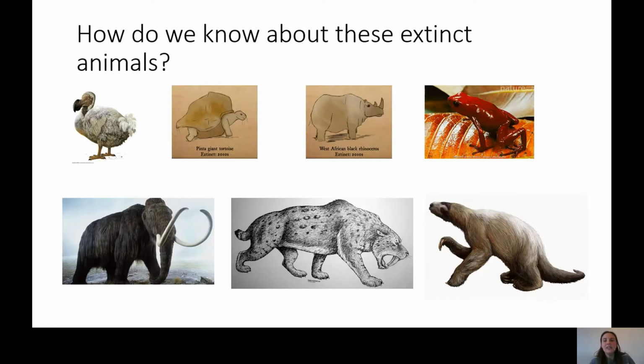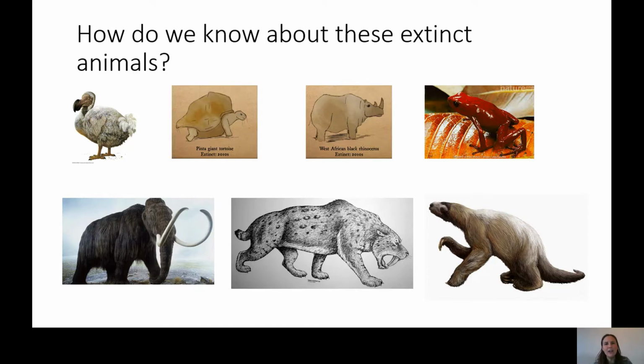Fantastic. So last lesson we started to discuss how do we know about these animals that are extinct, and we looked at the top line and we realised that actually a lot of those animals unfortunately have been made extinct in the last few hundred years. So there's lots of documentation and some photos, films, drawings of those animals. So that's how we know about those. Then we looked at the row below, and these animals have been extinct for quite a long time.